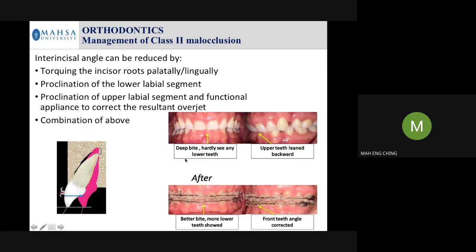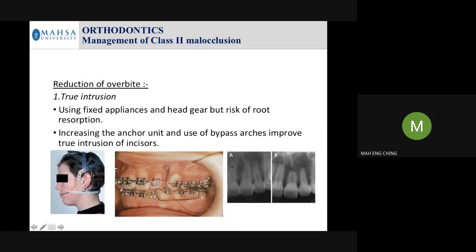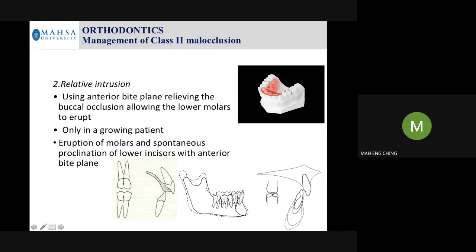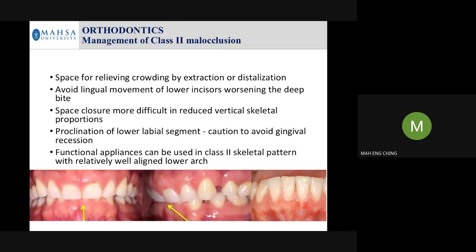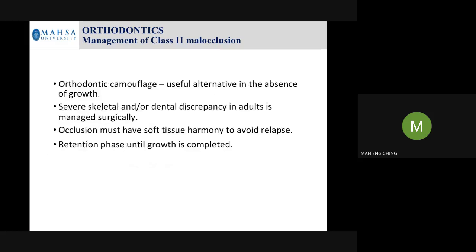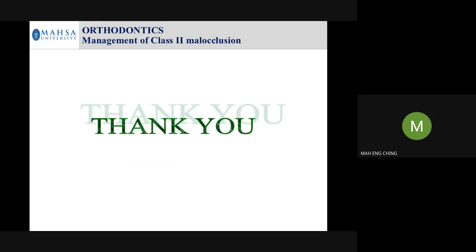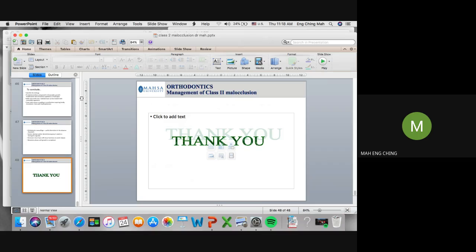Okay, we talk about root torquing. Torquing means changing the inclination of the root. To reduce the bite, you can use so many methods: removable appliances, then the occlusal plane, extrusion of the posterior segment, or even surgery when it comes to severe cases. Okay, we finished class 2. Any questions?